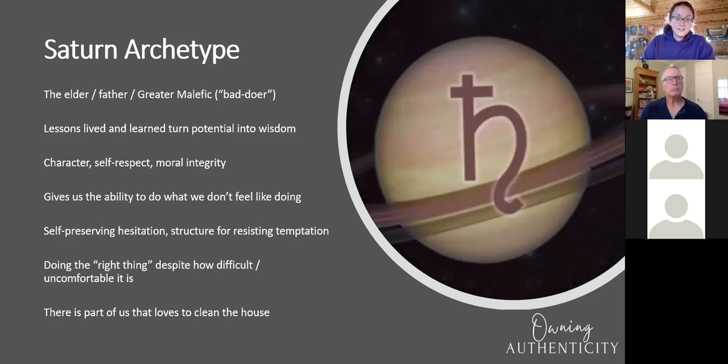Okay, so Saturn is the ruler of Capricorn. And again, these are going to sound a lot alike, but they are different. Saturn as an archetype is the elder, which, if we go back to wisdom, how do people become elders in that sense of the word? It's through trials and life experiences and lessons learned.